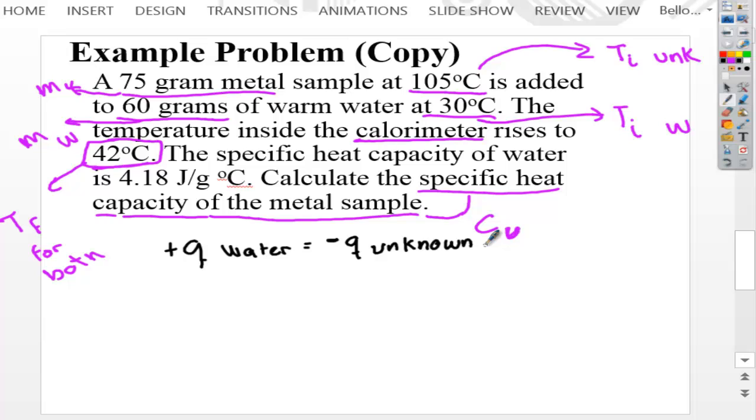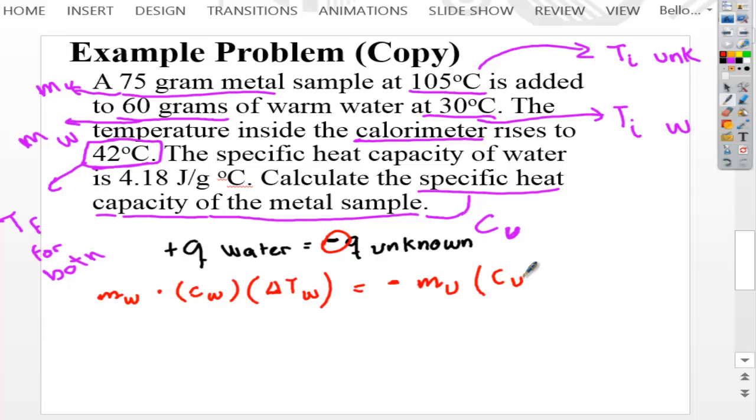Okay? After that, I'm gonna expand my equation. By that I mean I'm just gonna write out what each Q equation is. So the mass of the water times the specific heat capacity of water times the delta T of water, it's equal to the negative, remember that this negative is there, mass of the unknown times the specific heat capacity of the unknown times the delta T of the unknown. Okay?